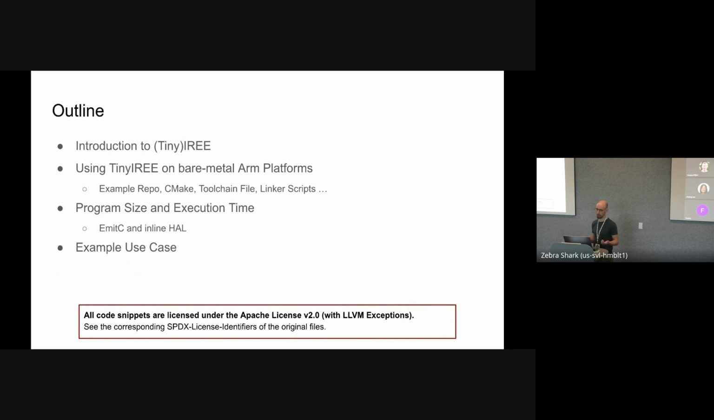So we have an example repository, but I'll also walk you a little bit through what you need to do with regards to CMake, what the toolchain file should look like, and what you need to take into account regarding the linker script. And then I'll tell you a little bit about some options we have within IREE, which are of special importance for TinyIREE, like IMC and the inline HAL, and what the effect is on the program size as well as the execution time.